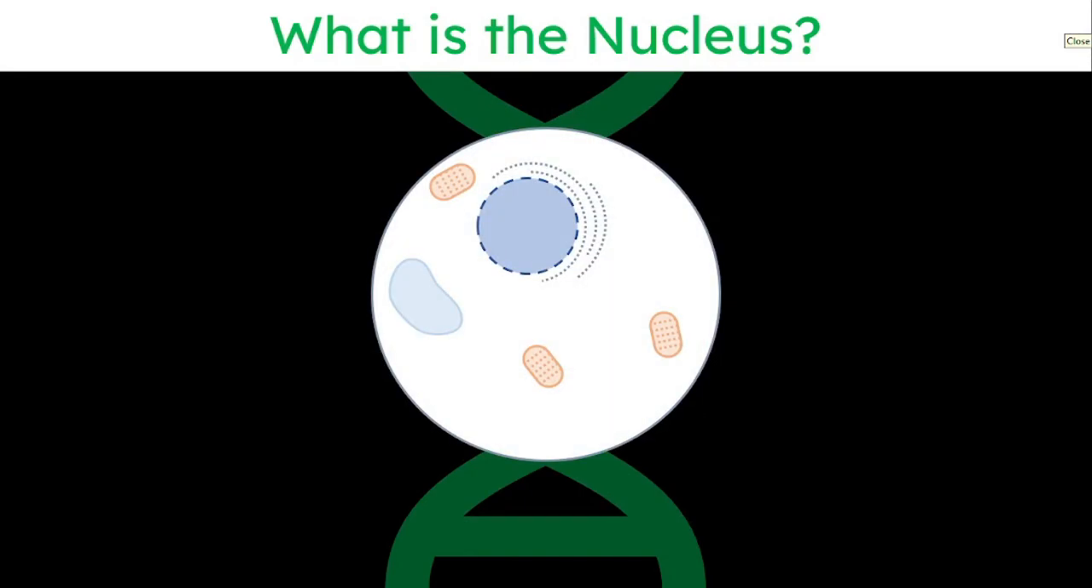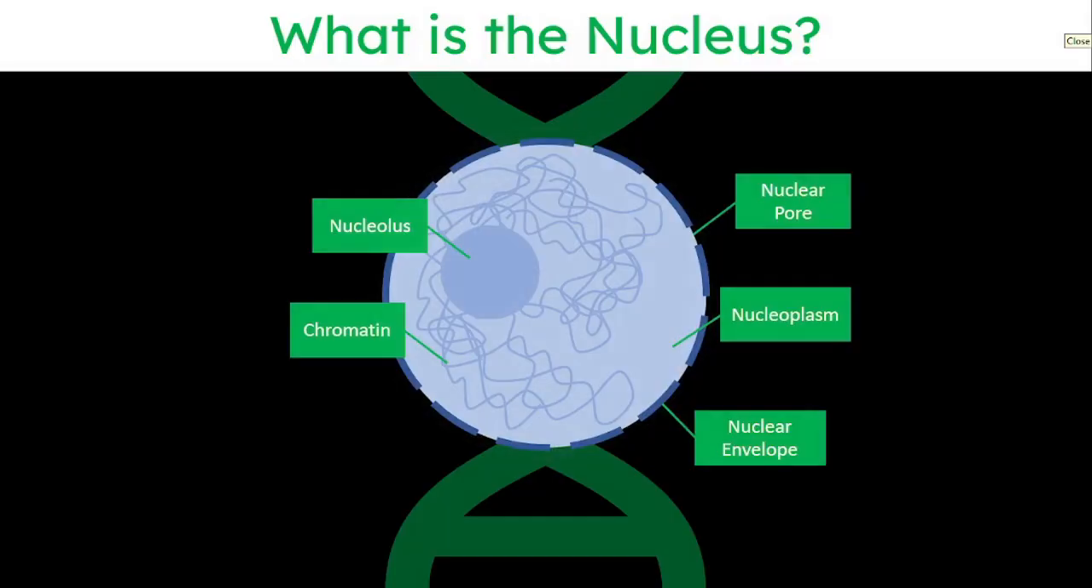Now, this is an animal cell, and the nucleus is right over there. Well, let's learn about that. Well, this is a nucleus. Let's start things off with the nuclear envelope.